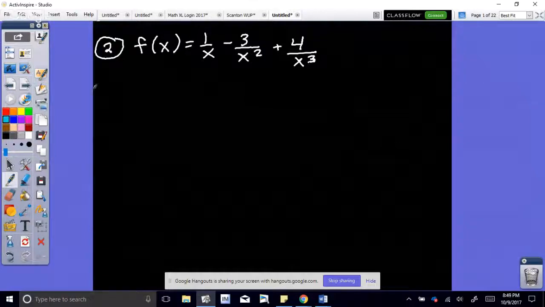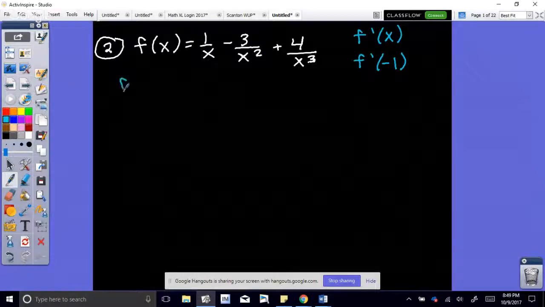Okay, so the first one on this worksheet that you're going to be working on today is number 2, asking two things. The first thing is asking to find the derivative, and the second thing is to find the derivative at some c, and in number 2, c is -1.